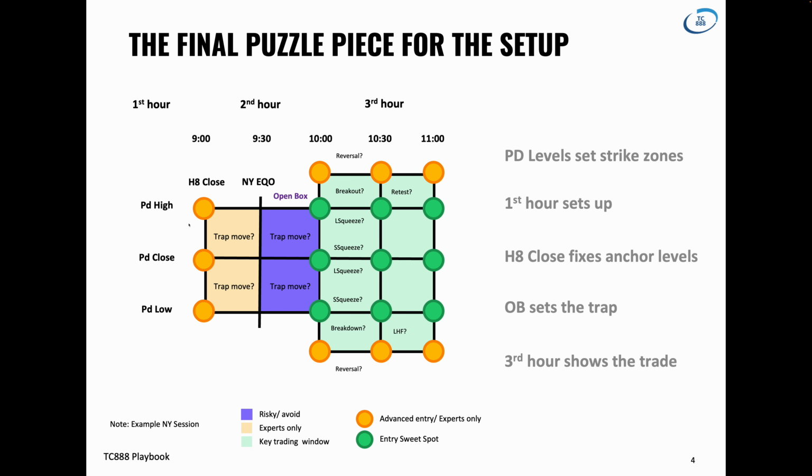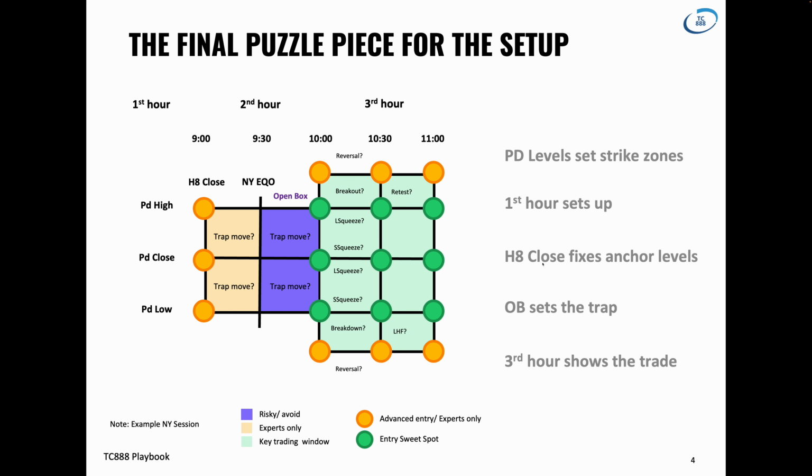So you have the first hour that traded. You have the previous day levels. And as we discussed in the last video, the previous day levels set your strike zones. So that's kind of the overall box for the session. Previous day high, previous day low, previous day close. These are the non-negotiable levels on the chart. You always watch that, of course.